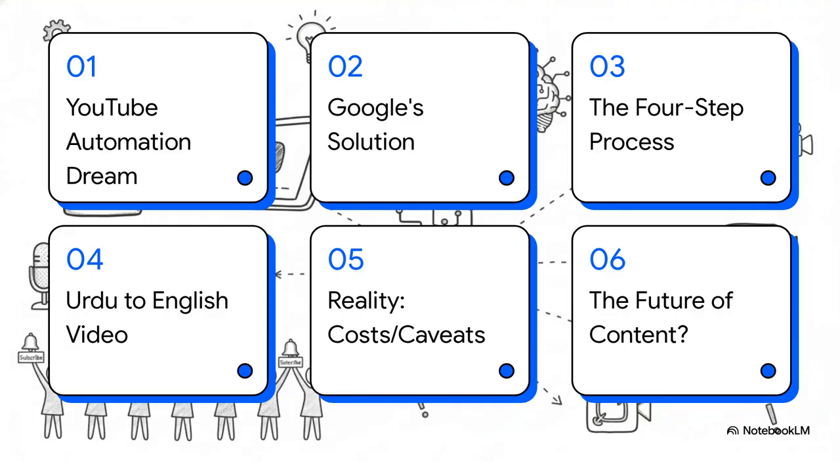So here's the plan. First, we'll dig into why that one-click dream is so appealing. Then, we'll uncover the Google tool that's making all this noise and walk through its four-step process. We'll even look at a real-life example before we hit a major reality check on the costs and the catches. And finally, we'll ask what this all means for the future of content.